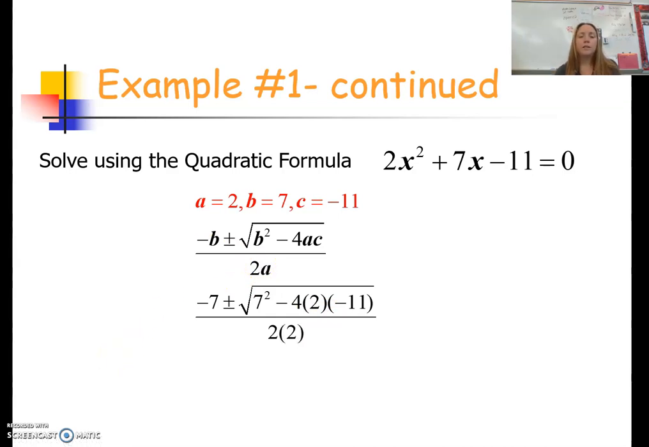When we do these, we're going to simplify the discriminant and then simplify the denominator, and we go from there. So when I simplify the discriminant, I got 137. We saw that in the previous example. And then the bottom, 2 times 2, is 4. Now, 137 cannot be simplified. It is an irrational number, so we're going to leave this as the answer of negative 7 plus or minus the square root of 137 all over 4.